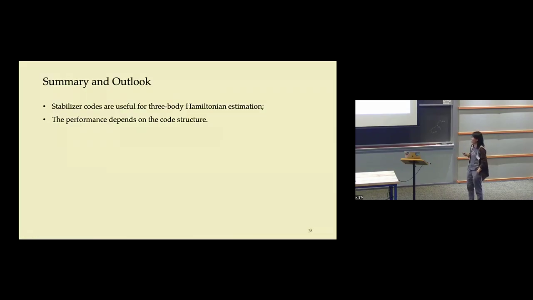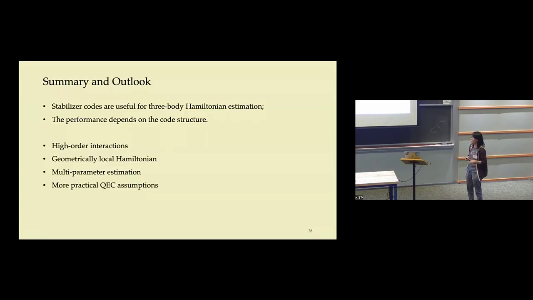Okay, so maybe I'm just going to summarize here and take questions afterwards. What we show in this talk is that stabilizer codes are useful for three-body Hamiltonian estimation. And clearly the performance depends on the structure of the code. There are many open questions. For example, what happens if you have higher order interactions, or you put some restriction on the geometry in the local Hamiltonian simulation?